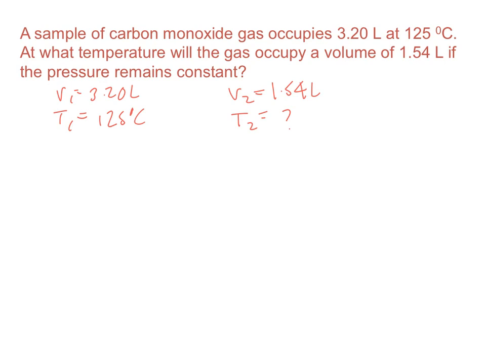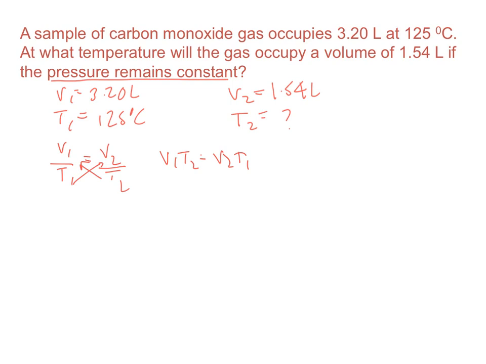Now, obviously, we've been told that the pressure remains constant, so we are not using the ideal gas law, but instead we're using Charles's law to do this calculation. Since pressure is not a component, we know that we're going to be using the V1 over T1 equals V2 over T2 equation. We want to solve for the variable we actually want to figure out, so we cross multiply those T values. So V1 T2 equals V2 T1.